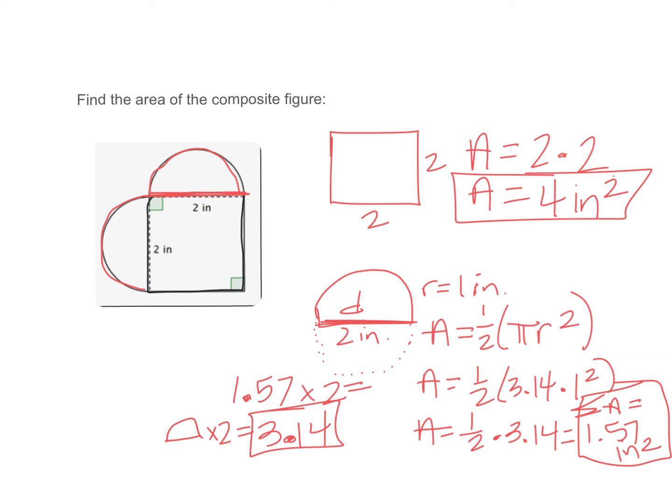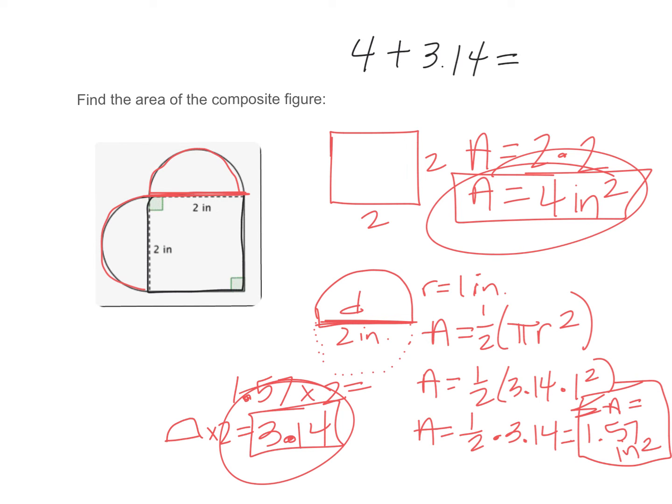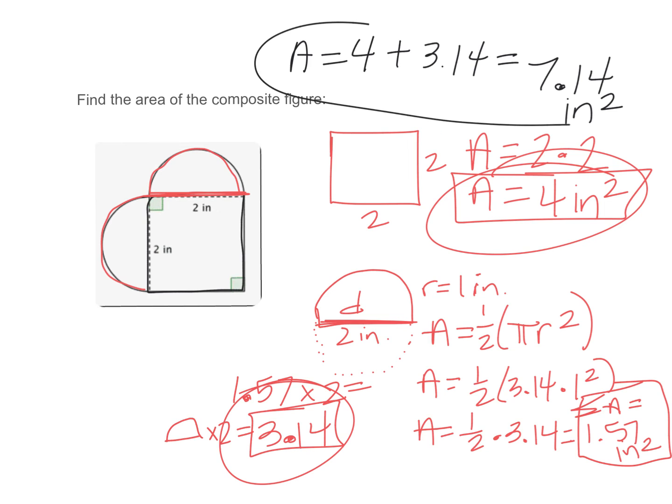So we have to take my 4 inches and my 3.14 and add them together. So let's do that up here. 4 plus 3.14 is going to be 7.14 inches squared, the whole entire thing.